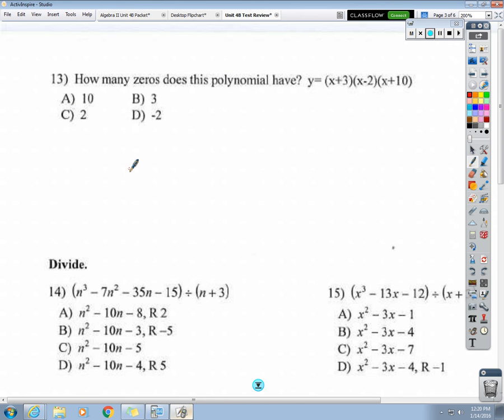Number 13. How many zeros does this polynomial have? 3. Negative 3 is the first zero, positive 2 is the second one, and what's the third one? Okay, so what if I had taken this x plus 3 and squared it? How many zeros would I have now? 4. That counts as 2, and then 3, 4. So if I cube this one, how many zeros do I have now? 6. 1, 2, 3, 4, 5, 6. That would be a bounce. That would flatten out. Well, you just add up the exponents.